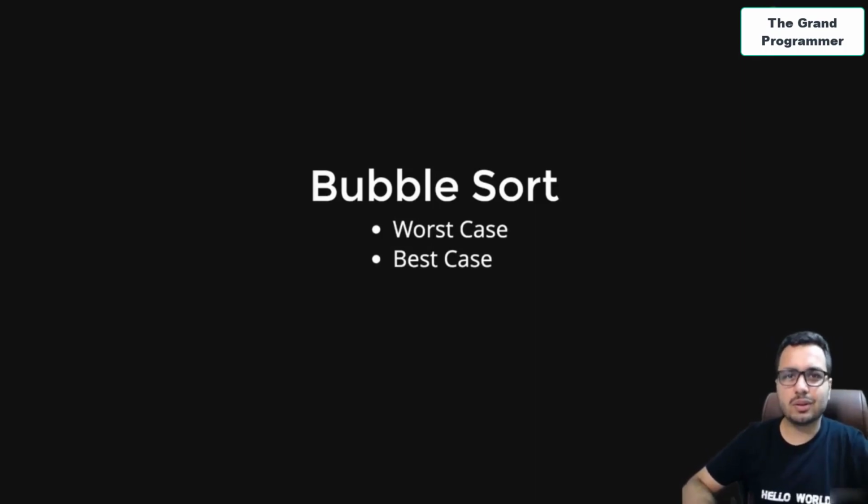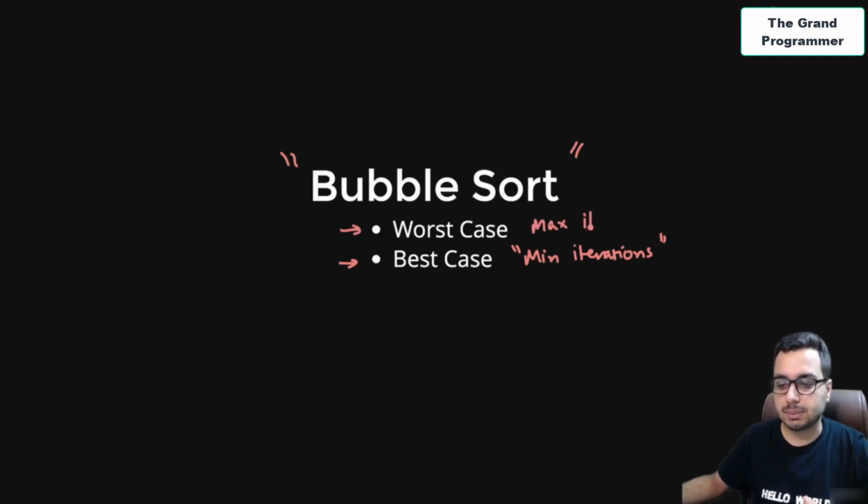Hi everyone, so now we will look at one more example. We will try to analyze the complexity of the bubble sort algorithm, and we will talk about two different cases: one is the worst case and one is the best case. The best case is the case in which your algorithm runs for the minimum number of iterations. So we need to figure out when the algorithm will have minimum iterations. That would be the best case. And the worst case is the case in which the algorithm has the maximum number of iterations.